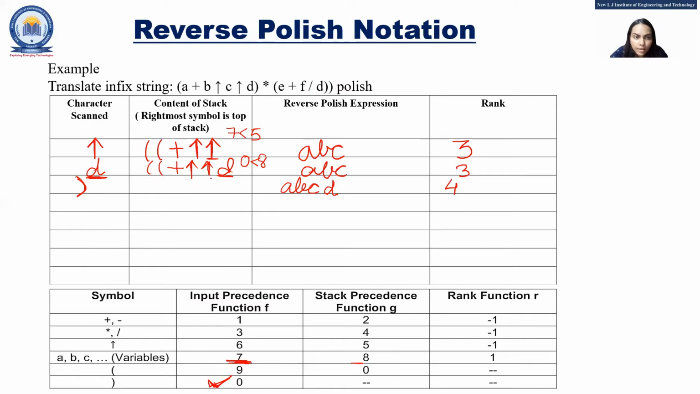Now we are coming over this exponential. The precedence of exponential is 5. So yes, 0 is less than 5 also. So that would also be popped out. Okay. So this would also be popped out.